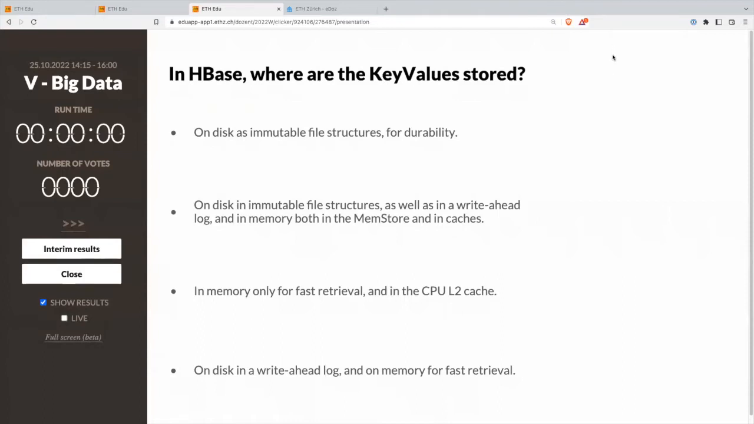So you remember that at the physical level, we have key values. This is the way that cells are stored in HBase, right? So where are they stored? On the disk, in a write-ahead log, in memory for fast retrieval, in the CPU L2 cache, just in a write-ahead log and memory for fast retrieval. So what do you think?